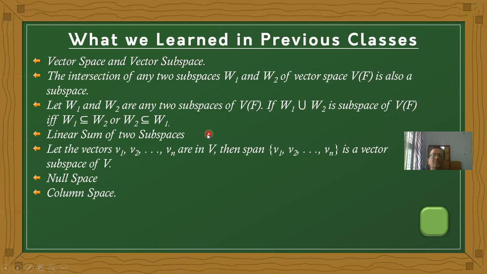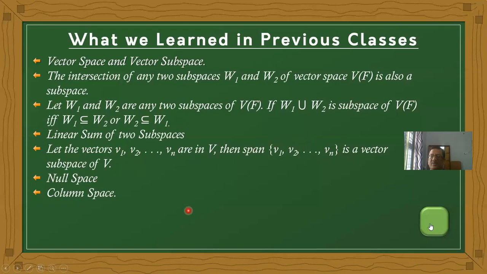After that, the linear span condition. V1, V2, up to Vn are vectors in V. The span, that is L of S, the span of V1, V2, up to Vn is a subspace of V. Therefore, the span, that means all possible linear combinations of V1, V2, up to Vn, is a subspace of V. And the next definition is null space and column space.